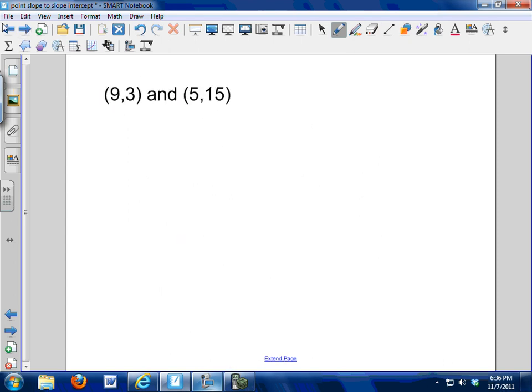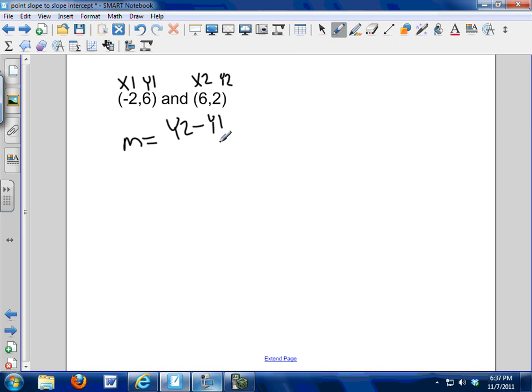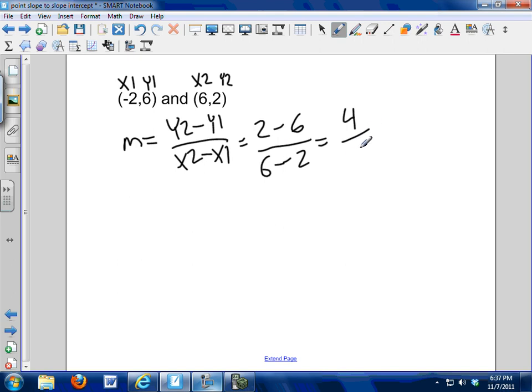So I have 2 of them. We'll do this one together, and you can do the next one. So first, find the slope. x1, y1, x2, y2. Slope is y2 minus y1 over x2 minus x1. So let's plug in what we know: 2 minus 6 over 6 minus negative 2. 2 minus 6 is negative 4. 6 minus negative 2 is 8. This is negative 4 over 8, and that reduces down to negative 1/2.